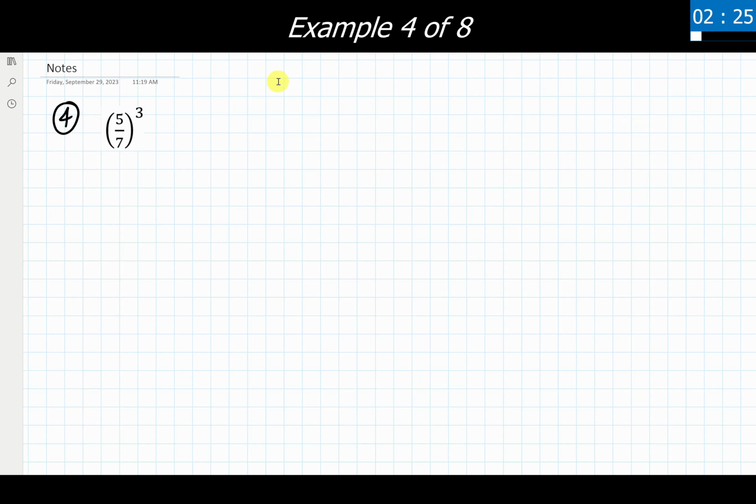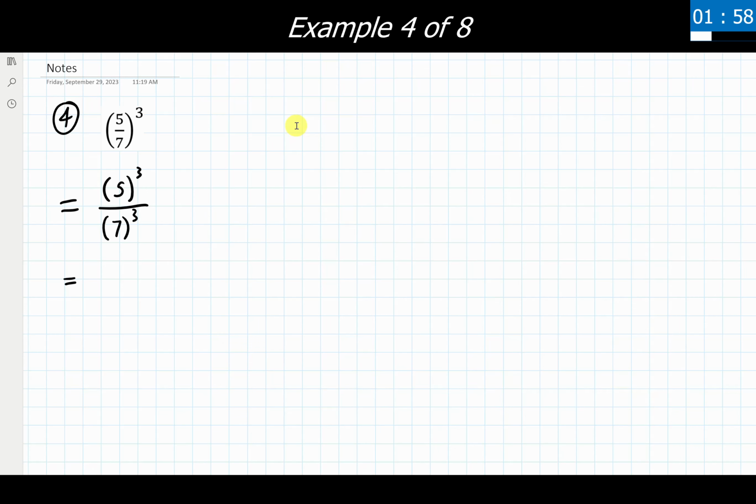So let's use our quotient to a power property that we just learned. That states that if I have a fraction raised to a power, the entire numerator is raised to that power and the entire denominator is raised to that power. So this thing ends up becoming 5 to the 3rd power divided by 7 to the 3rd power.